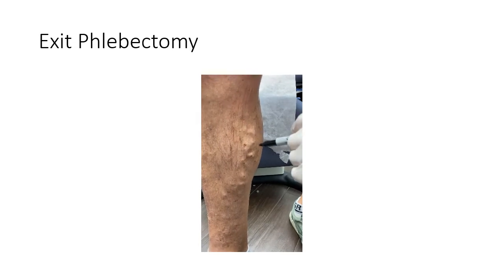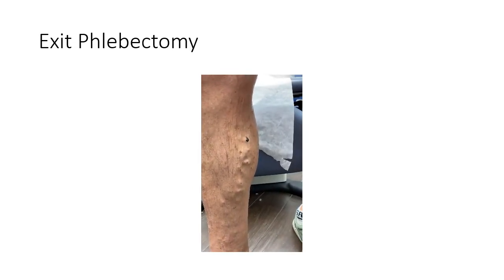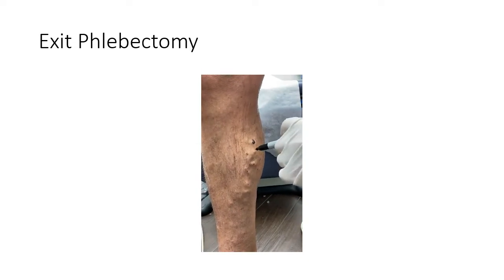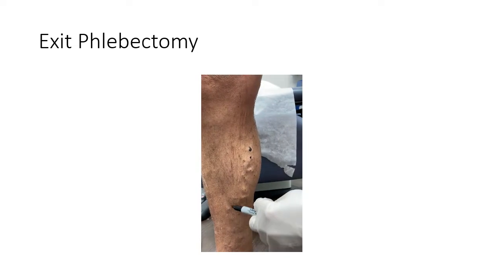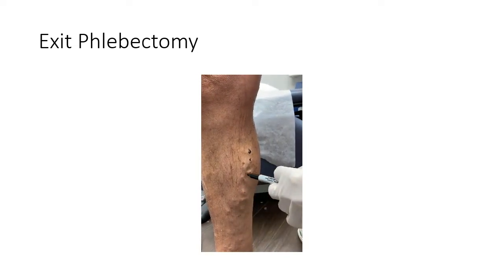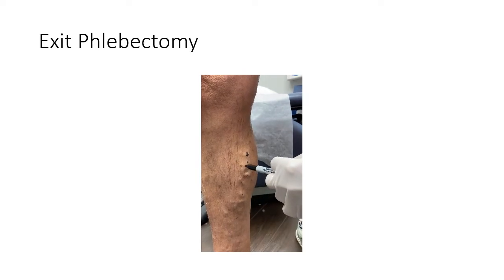Now, this is the exit phlebectomy, it will be right here. This is the first valve that's dilated. Sometimes you can also take another one, but this is the exit phlebectomy, and we're going to foam the rest with 0.5% under ultrasound right after we do the EVLT.